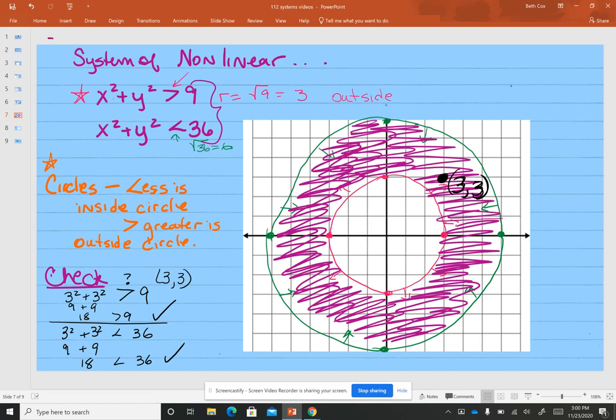Okay, I've got one more slide, but I'm going to come back and do it in just a few minutes. All right, it's just math, y'all. It's not so bad.